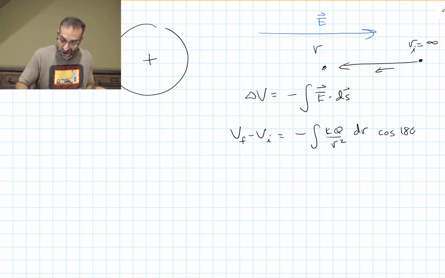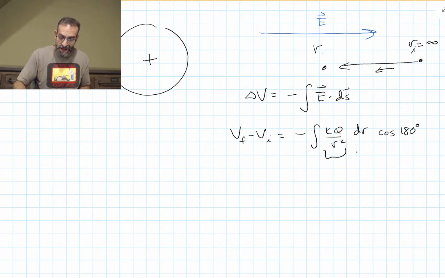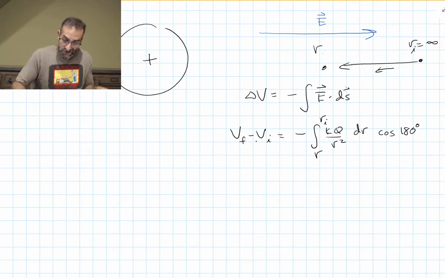So we have a cosine of 180 degrees here. Our direction we're going is one way, our electric field is the other way. We have a cosine of 180. So we have the magnitude of E, the magnitude of ds, and the cosine of the angle between them. We are integrating from our final position, r, to our initial position, r initial. Because r is smaller than r initial, you always integrate from a small number to a large number. And we know that v initial is 0.